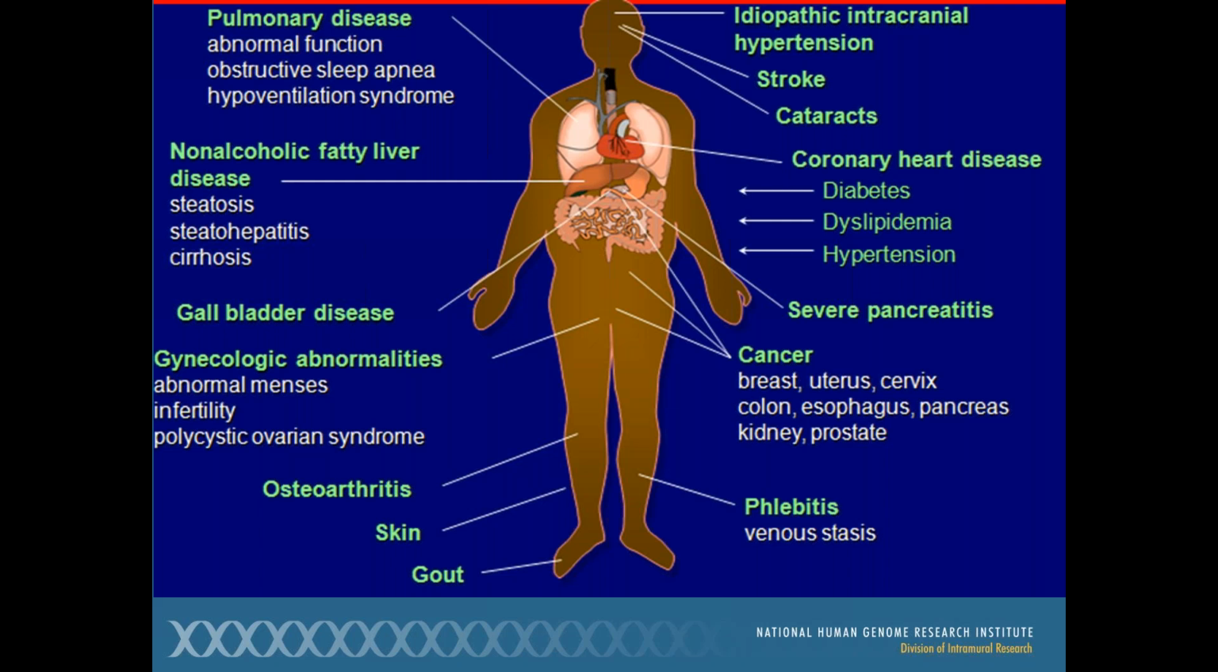So obesity not only is complex, it affects almost every single organ of the body, as you can see on this slide, from the brain all the way to the bone system. So it's very important that we understand the molecular basis of obesity so that we can address this epidemic.